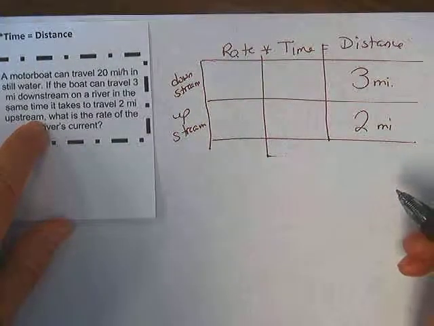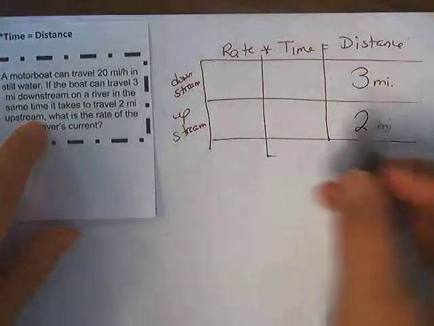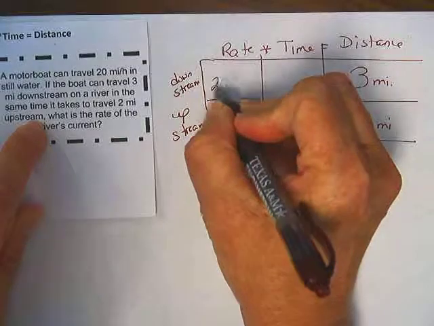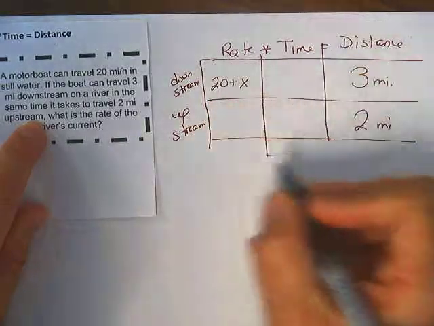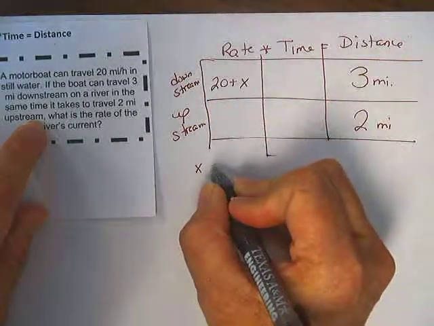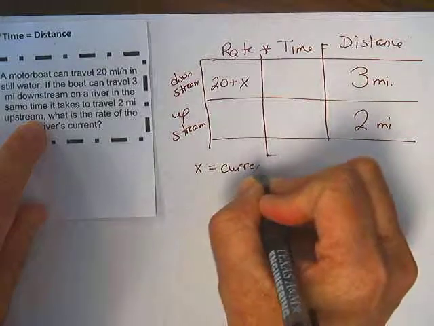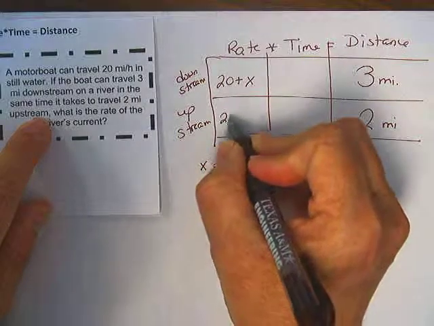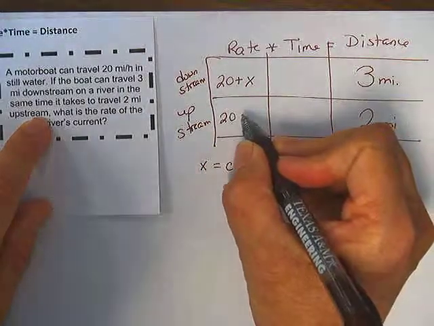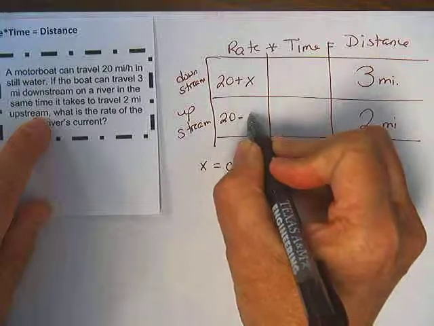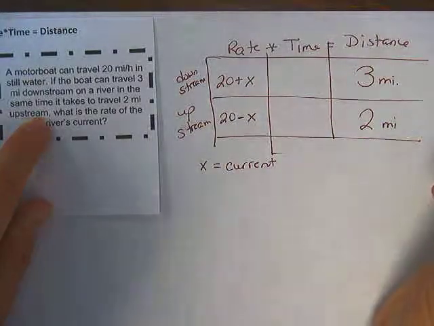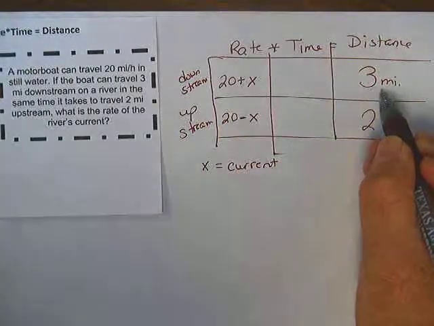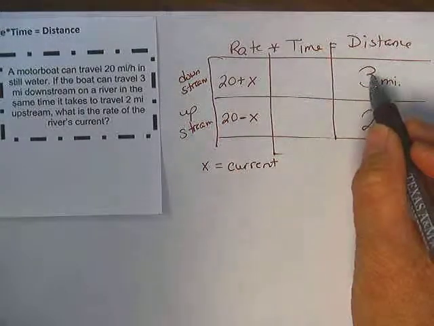Okay, so if we're going downstream, do we have a current working with us or against us? And so when we go downstream, the current helps us. So we can go 20 miles per hour plus the current. So we might want to make a note, x equals our current. If we're going upstream, we still go 20 miles per hour, but the current is pushing us backwards, so we have to subtract the amount of the current. Okay, so I've got my rate and I've got my distance for each of these directions.